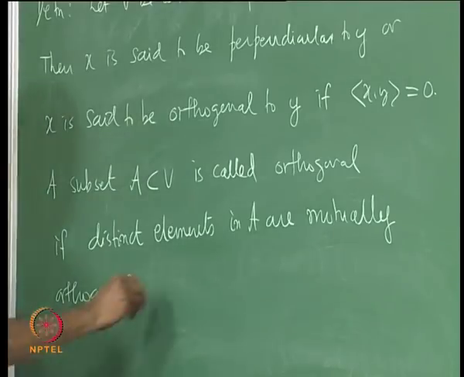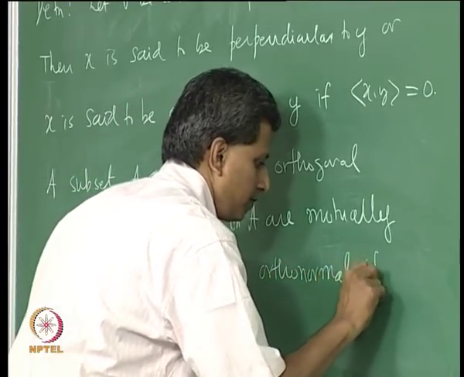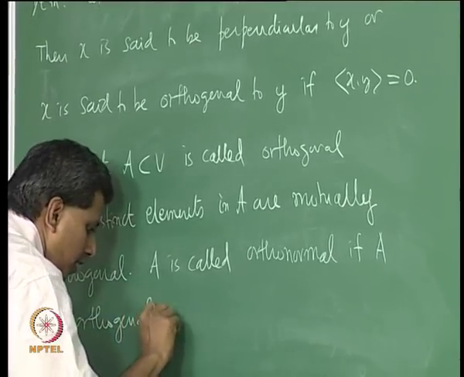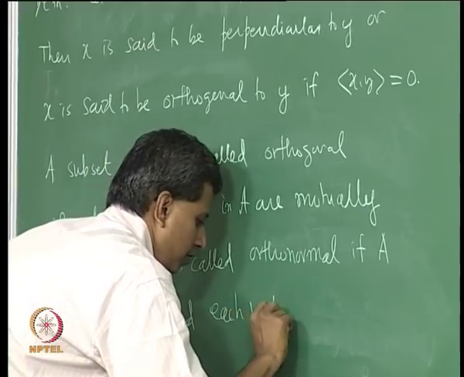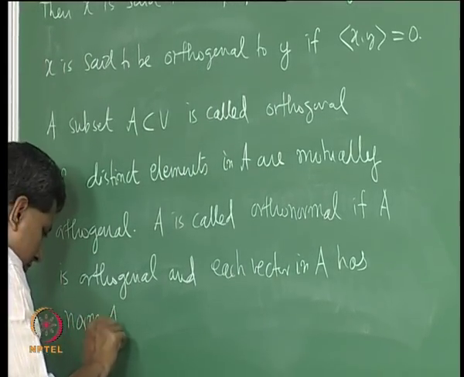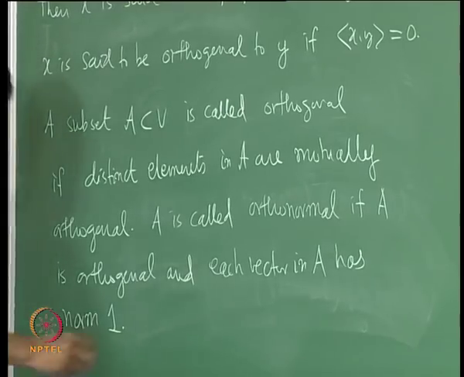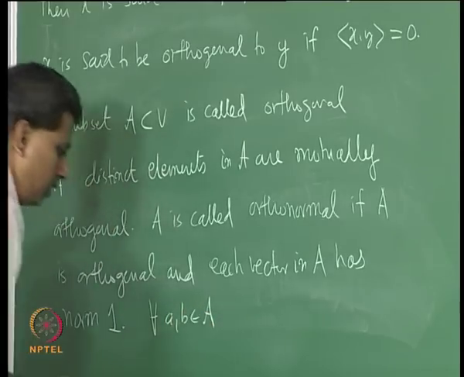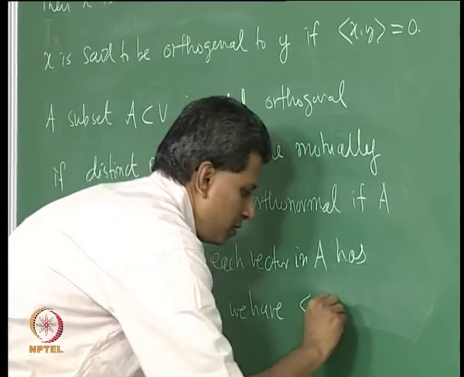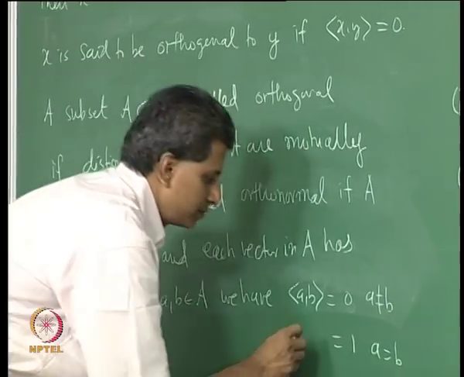Orthogonal, we need something more. A is called orthonormal if A is orthogonal and each vector in A has norm 1. Such a set is called an orthonormal set. That is, for every a, b in A, we must have the inner product of a, b is 0 if a is not equal to b, and it is 1 if a is equal to b. So we write like this.